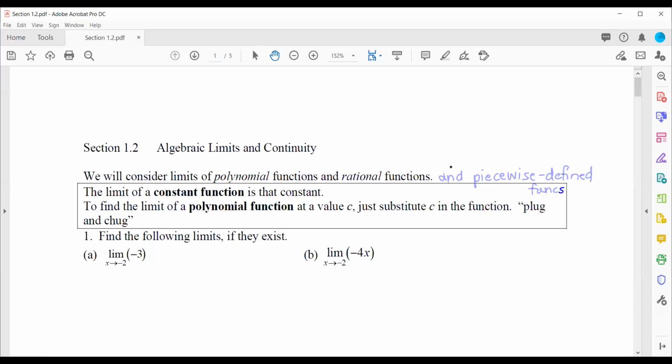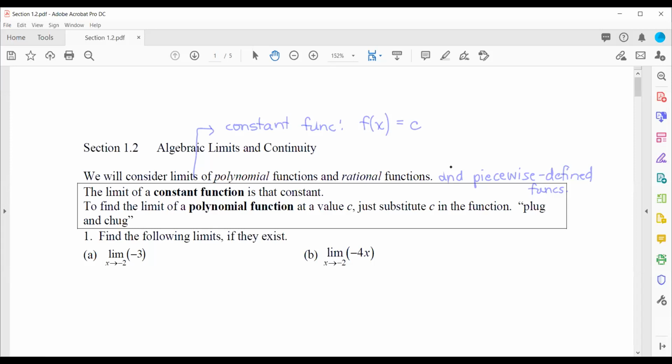So we start with the easiest cases, the polynomial. Actually, the easiest case is a constant function. A constant function is simply f of x equals a constant. Okay, a number. F of x equals a constant is just a number. So that's the first and easiest case.